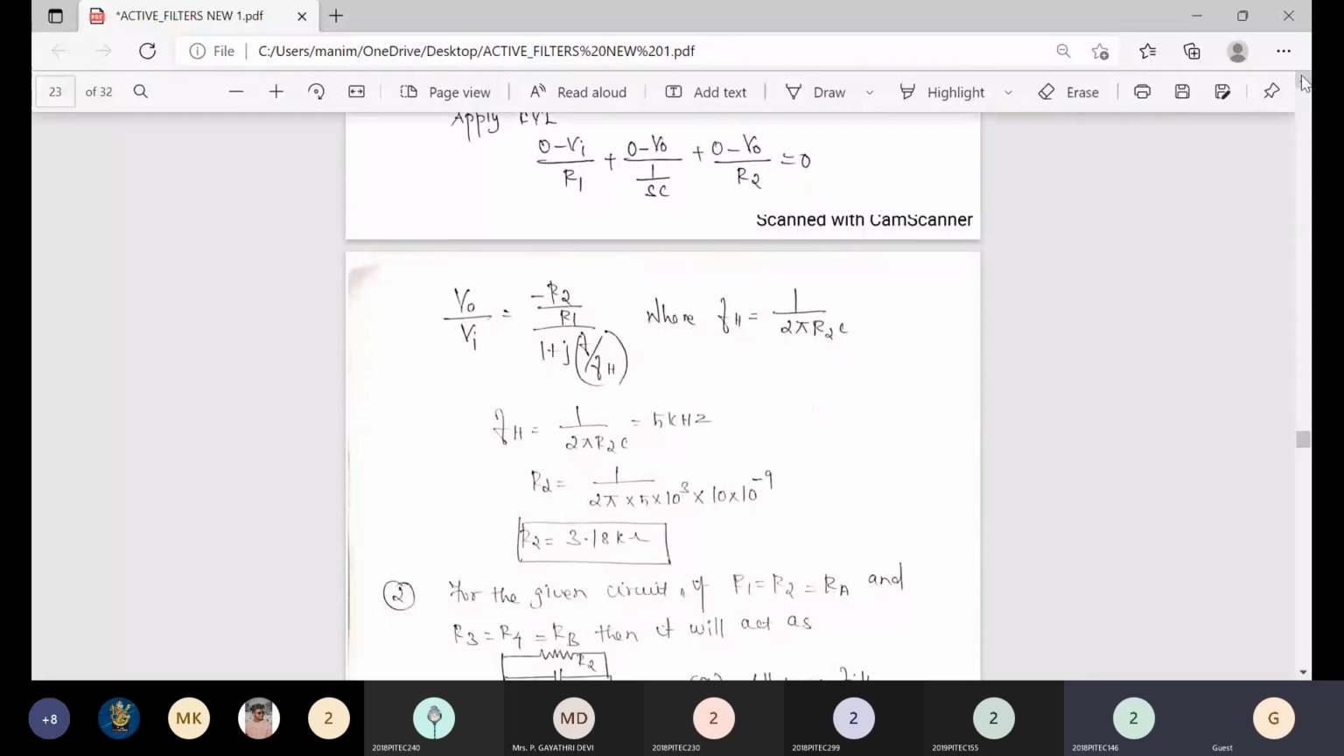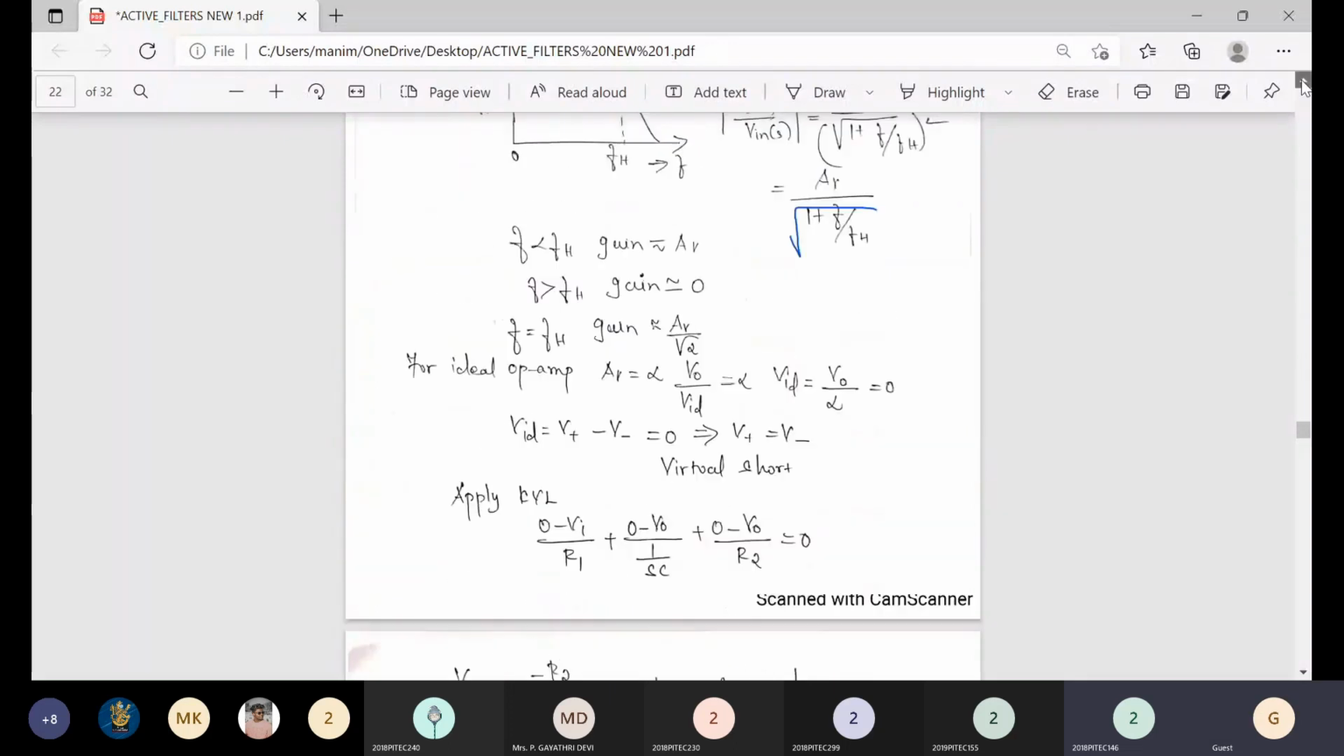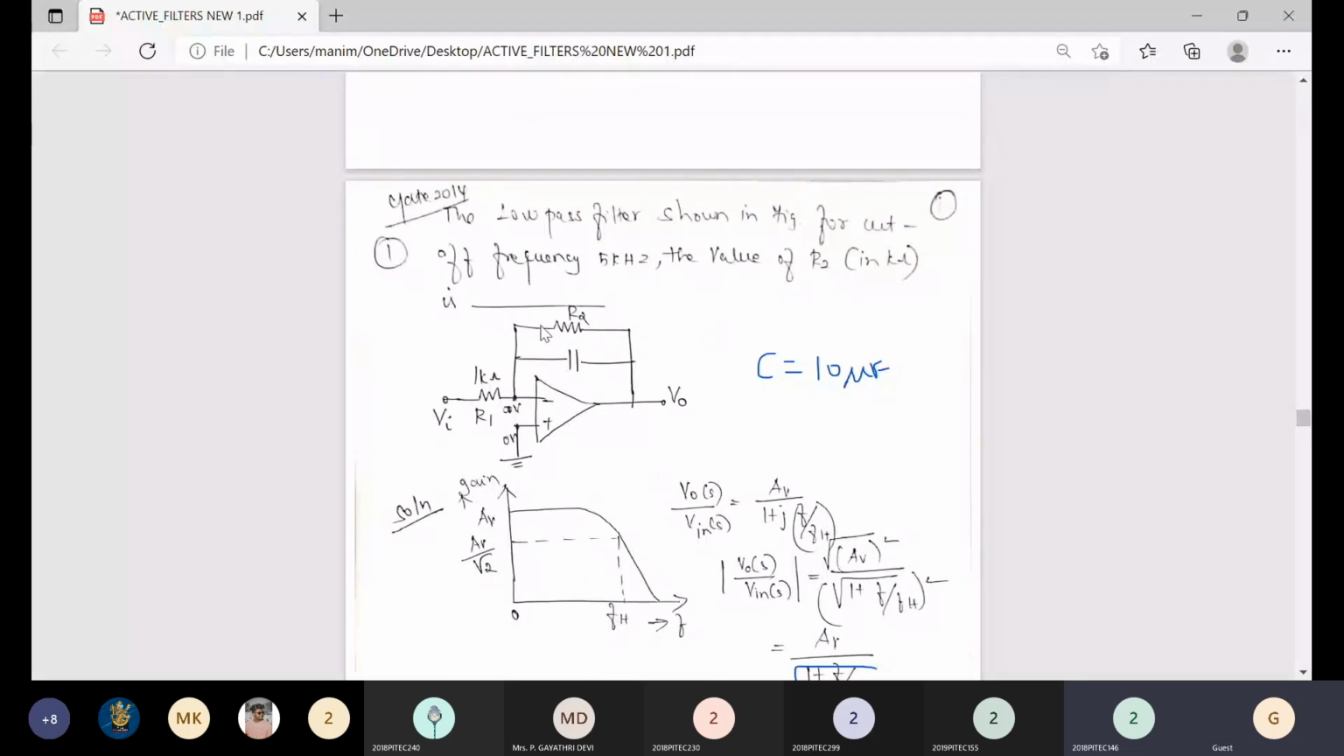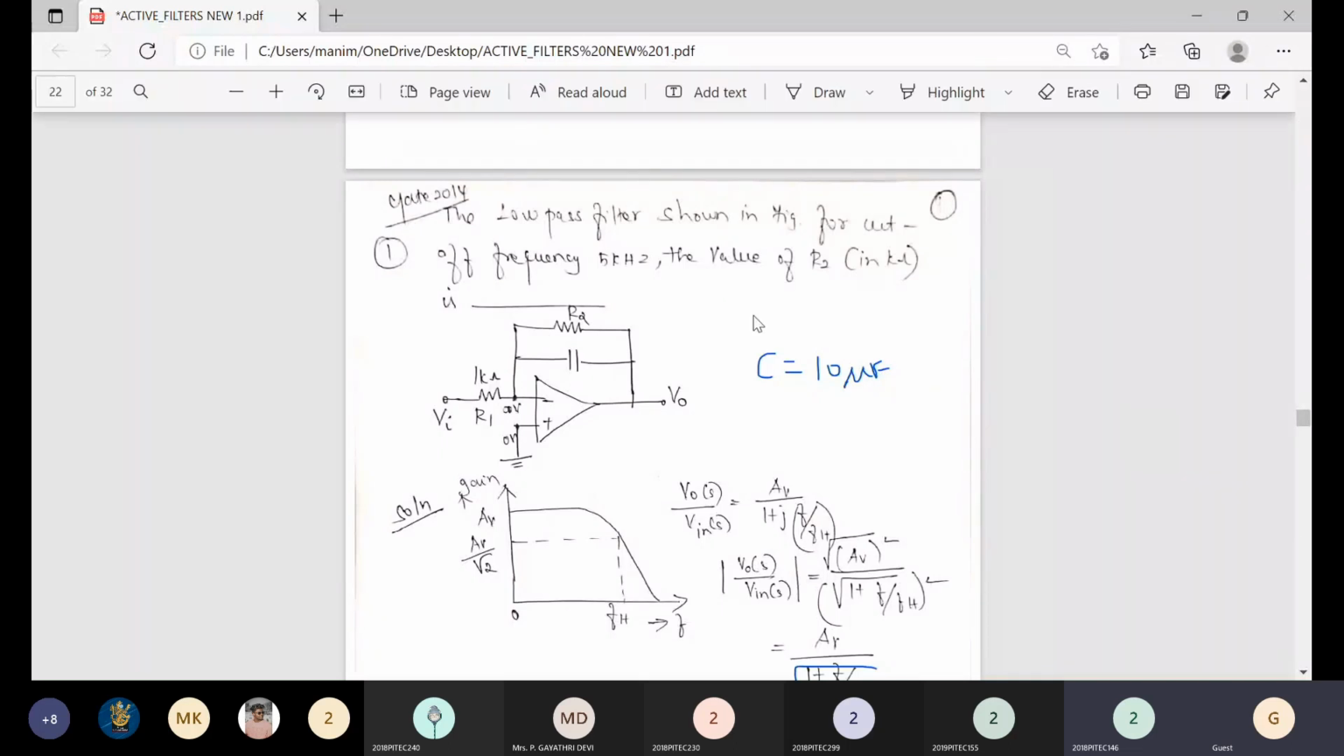In this filter question, they give a circuit, and it is either a high pass filter or a low pass filter. Here you should know how to derive the transfer function, and you should know the cutoff frequency of the low pass filter and high pass filter. In some questions they give the resistance value and ask for the capacitance value, or the other way around.